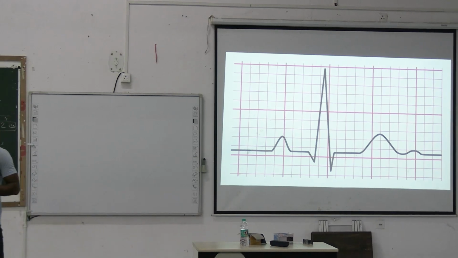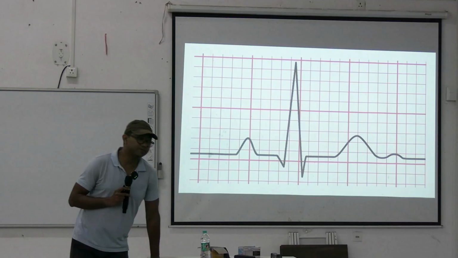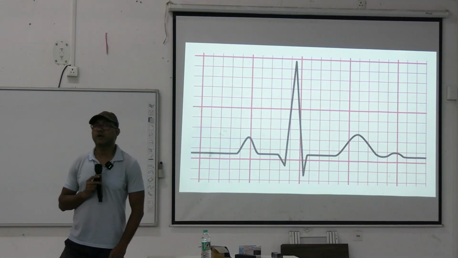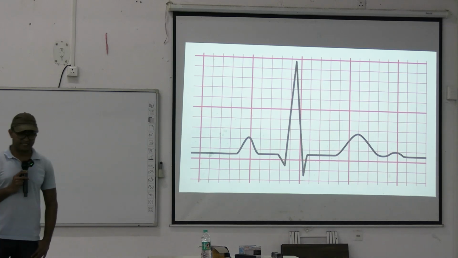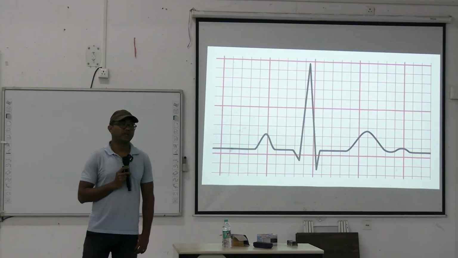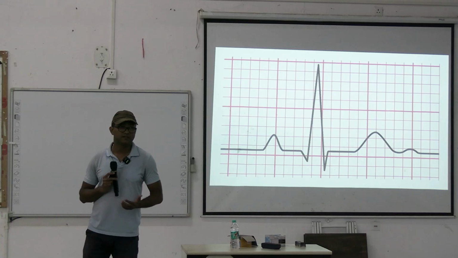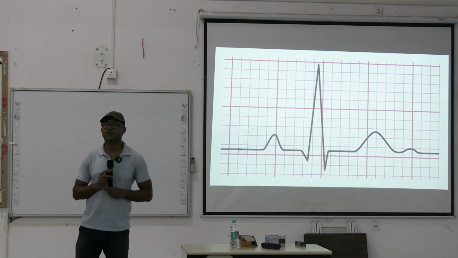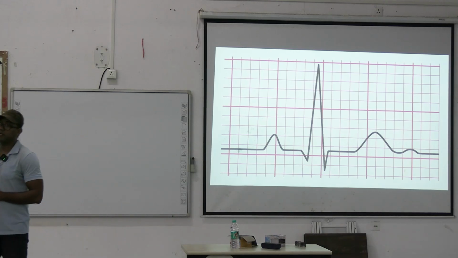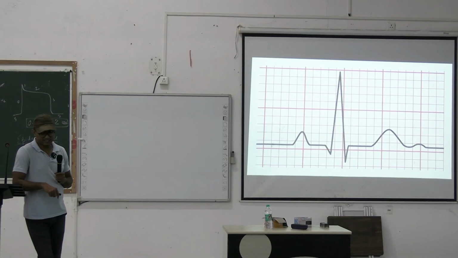So, duration of QRS complex is 0.12 second. Okay. 0.12 second essentially means 120 millisecond. And when the QRS complex is less than 120 millisecond or up to 120 millisecond, we call it narrow complex. And when QRS complex is more than 120 millisecond, we call it wide complex.